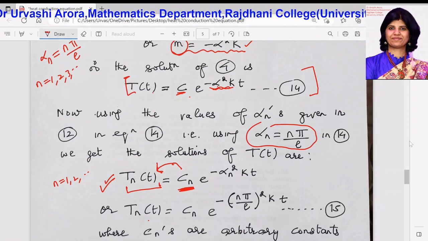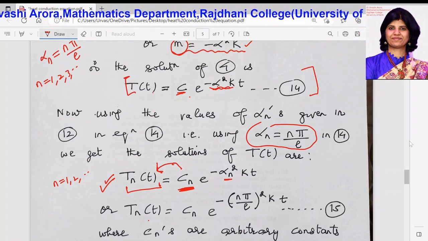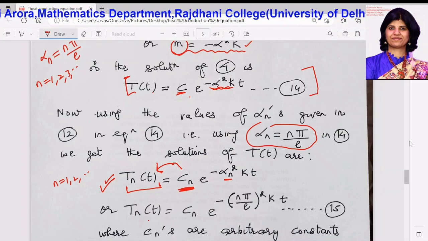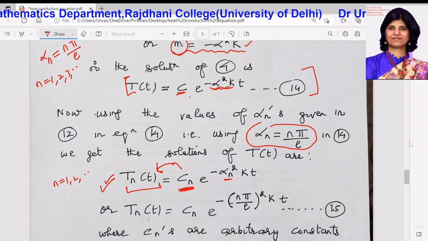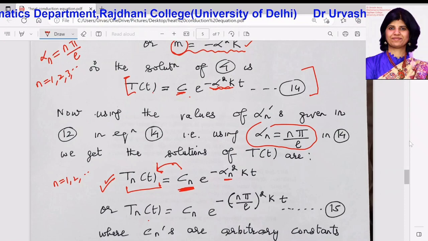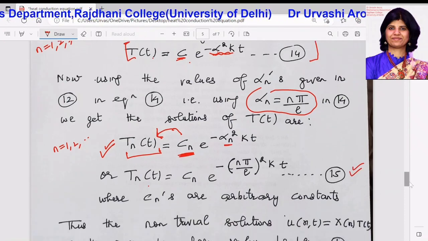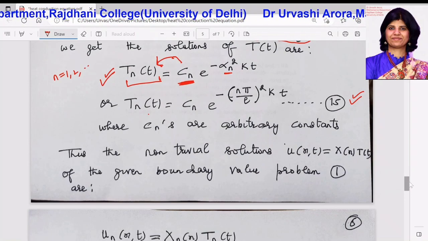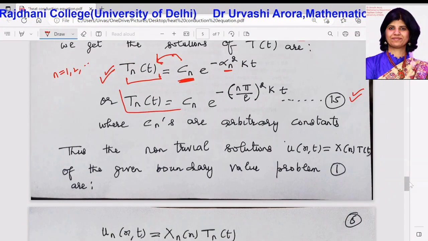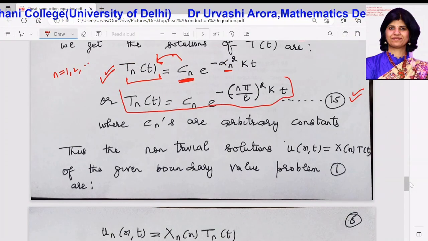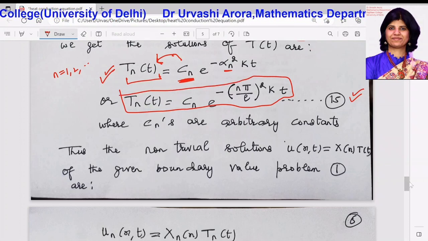Putting the value of alpha n as n pi by l, the whole square, Tn(t) is equal to Cn e to the power minus (n pi by l) whole square k t, and this we are numbering as 15. Here Cn's are arbitrary constants. So we have obtained the value of Tn also. We have obtained the second function also, and the first function Xn(x) was already obtained.